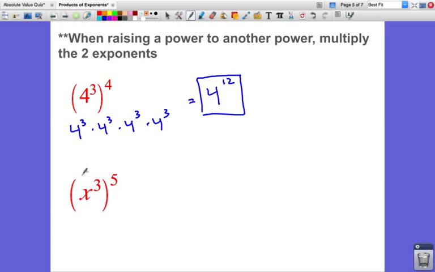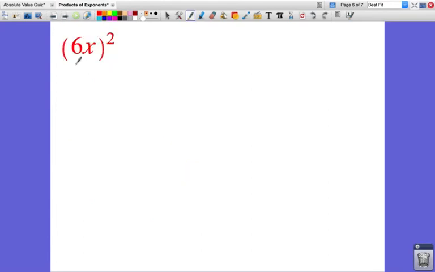Same thing here. Now I have a variable in here. I have x to the third raised to the 5th power. So I'm just going to multiply these because I have a power raised to a power. My base is still x. That hasn't changed. Now I just have it to the 15th power. So just because it's a variable, nothing changes. Our process is all still the same. So this becomes x to the 15th power. Let's look at 2 more problems, very similar, and then we'll be all done with this video.